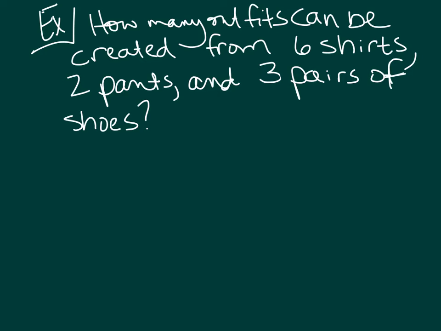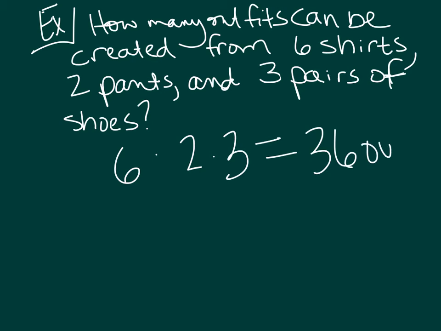For example, how many outfits can be created from 6 shirts, 2 pants, and 3 pairs of shoes? Miss Thomas here. All you have to do is take 6 times 2 times 3 to find out that 36 outfits, which I'm sure look great together, can be made.